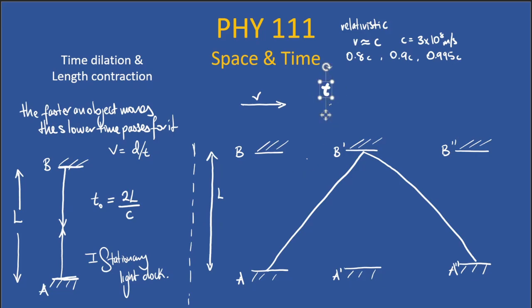All right, so the spaceship moves. This A to B is L. It moves with velocity v from left to right. So we're going to find what is the distance A to B prime. We're still using speed as distance over time, so distance is going to be speed times time. So the distance A to B prime, let's do it like this, is going to be the speed times the time.